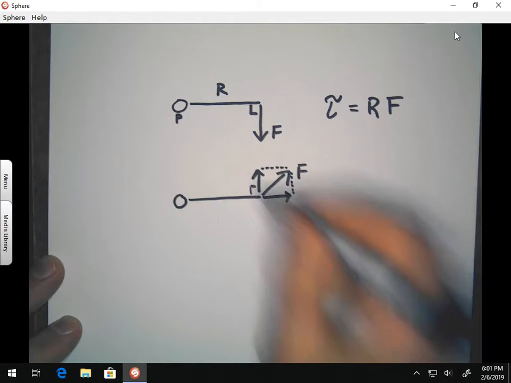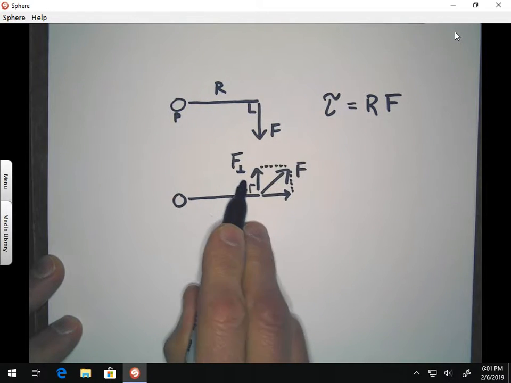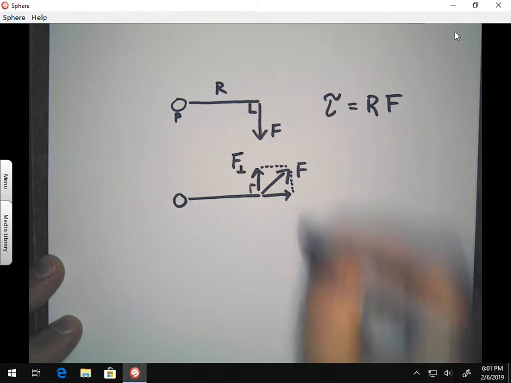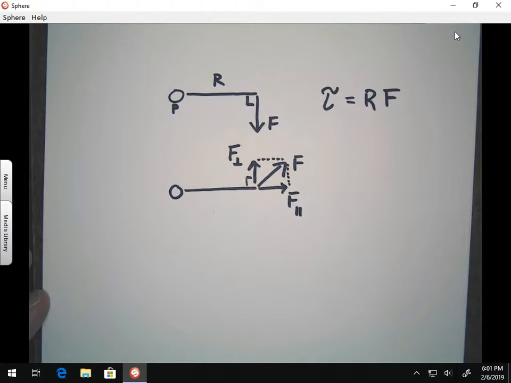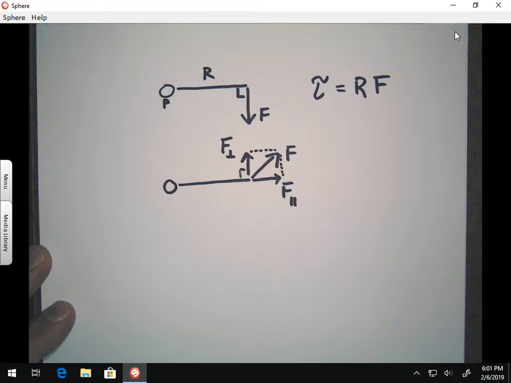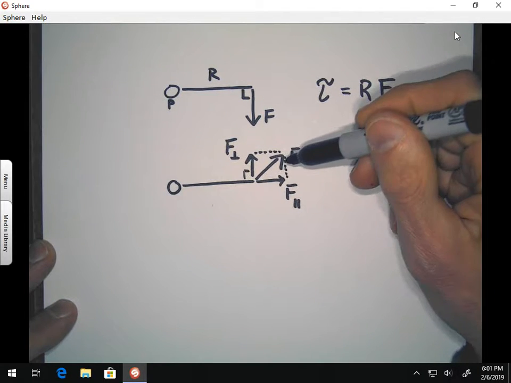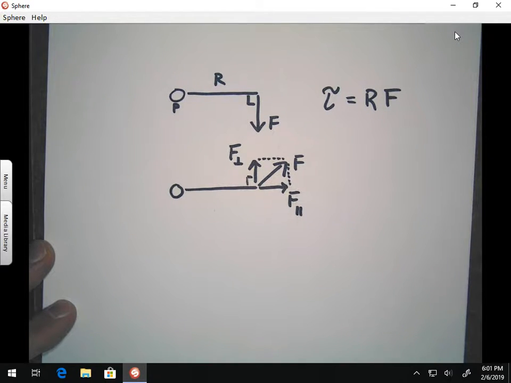I'm going to label those. This one here is the perpendicular component, so we'll give it the perpendicular sign from geometry. And this down here would be the parallel component, so we'll give it the parallel sign. Remember, components are a way of thinking about vectors where you can replace the original vector with two pieces, and you can think about what the pieces would do.